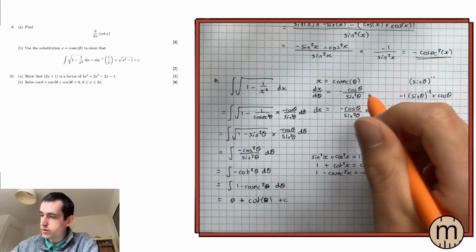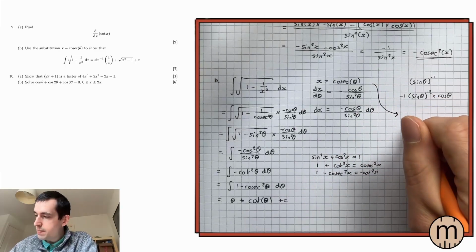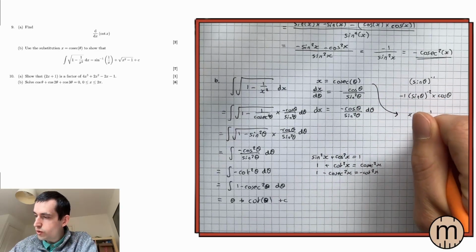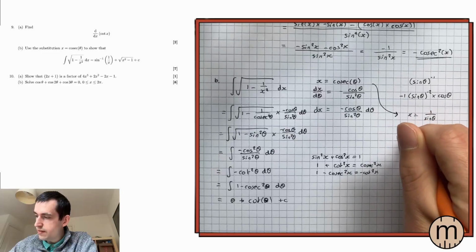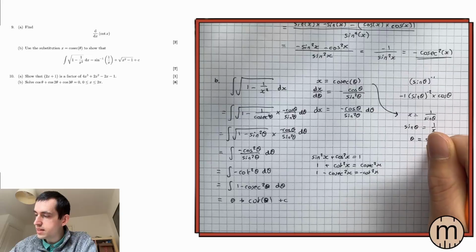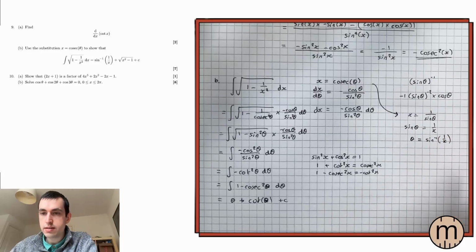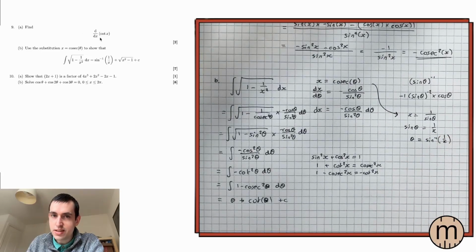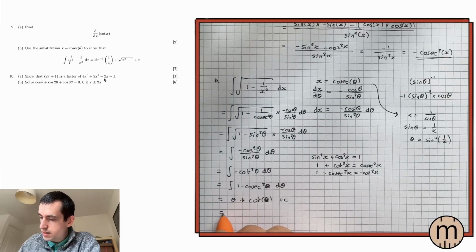So x is equal to this. Let's do it over here. That means that x is equal to 1 over sine theta. Therefore, sine theta is 1 over x. Therefore, theta is sine to the minus 1 of 1 over x, which seems pretty good because, look, it's right here. So that's sine to the minus 1 over x.